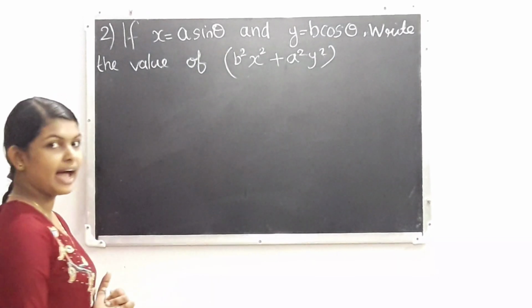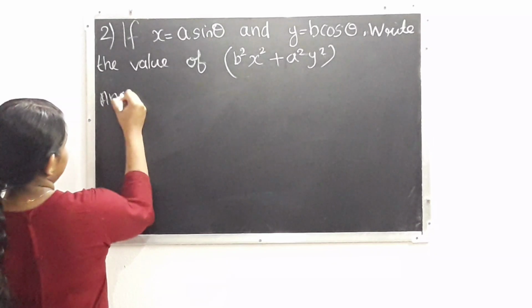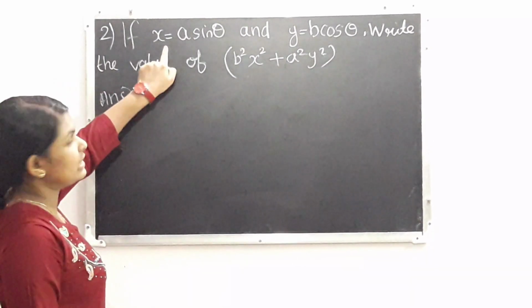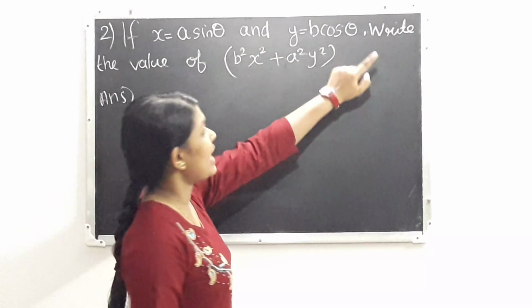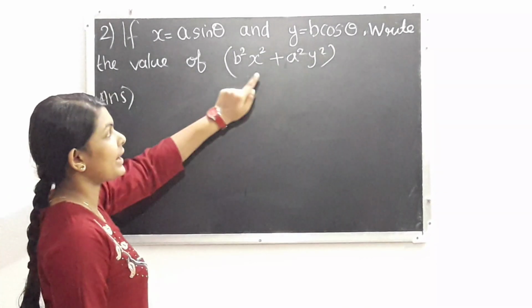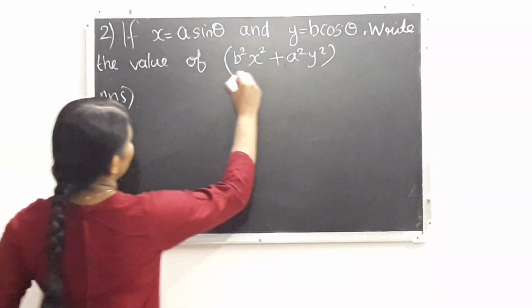Okay. This was again asked in 2020. So you can write it. If x is equal to a sin theta and y is equal to b cos theta, we have to find the value of b square x square plus a square y square. Okay. So we need to find the value of this one.